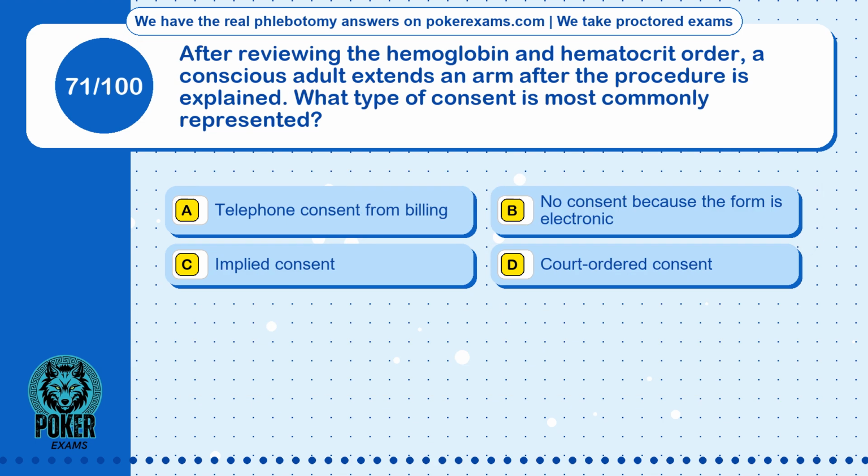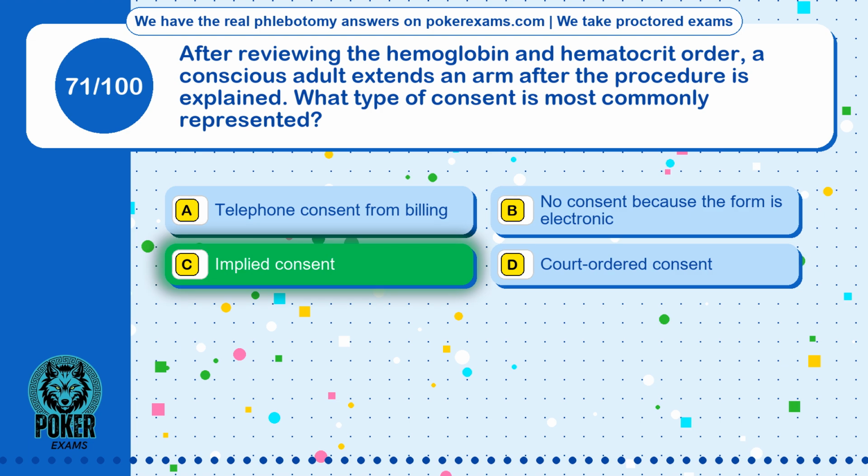Question 71. After reviewing the hemoglobin and hematocrit order, a conscious adult extends an arm after the procedure is explained. What type of consent is most commonly represented? Option A, telephone consent from billing. Option B, no consent because the form is electronic. Option C, implied consent. Option D, court-ordered consent.